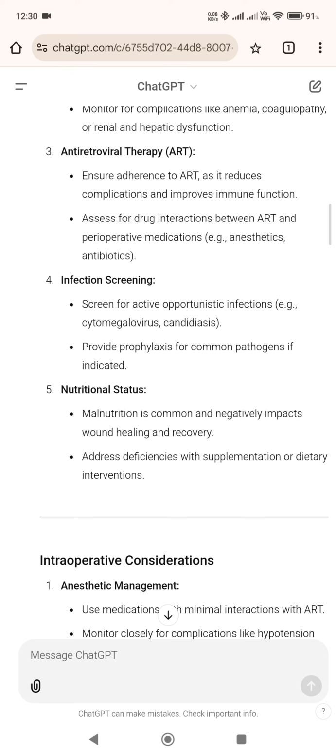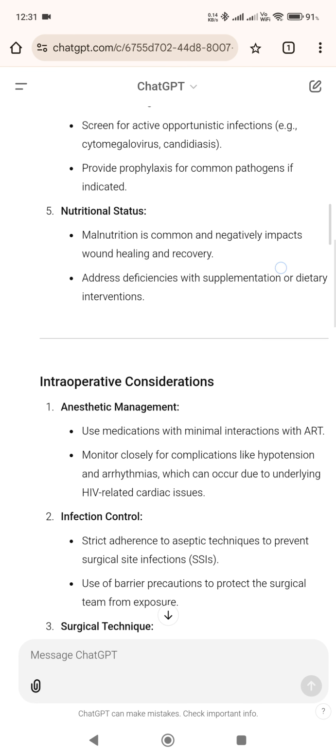4. Infection screening. Screen for active opportunistic infections, e.g., cytomegalovirus, candidiasis. Provide prophylaxis for common pathogens if indicated. 5. Nutritional status. Malnutrition is common and negatively impacts wound healing and recovery. Address deficiencies with supplementation or dietary interventions.